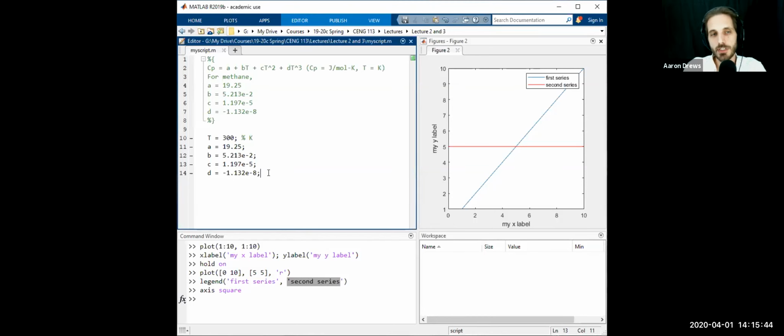Okay, so if we wanted to calculate heat capacity at 300 Kelvin, actually, hold on just a second. I'm going to step aside here for a minute and see if we can fix this.